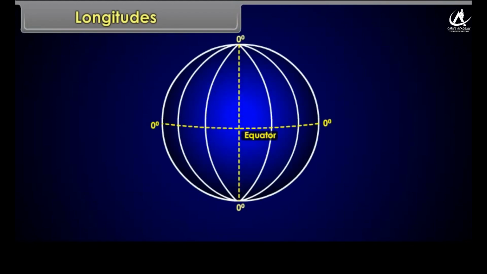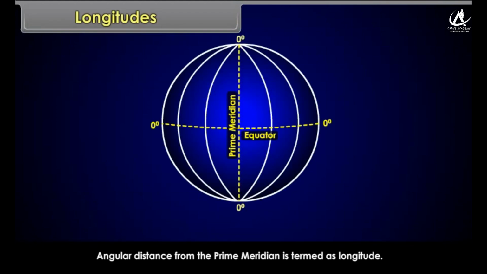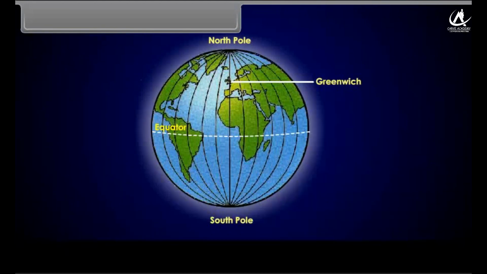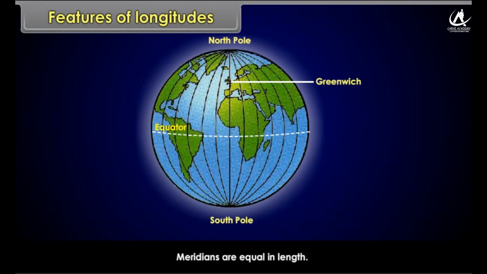Longitudes. Angular distance from the prime meridian is termed as longitude. Lines joining the North Pole and the South Pole are called the lines of longitude. They are also called meridian because noon occurs at the same time at places located on a line of longitude. Features of longitudes. Meridians are equal in length. All the longitudes converge at the poles.